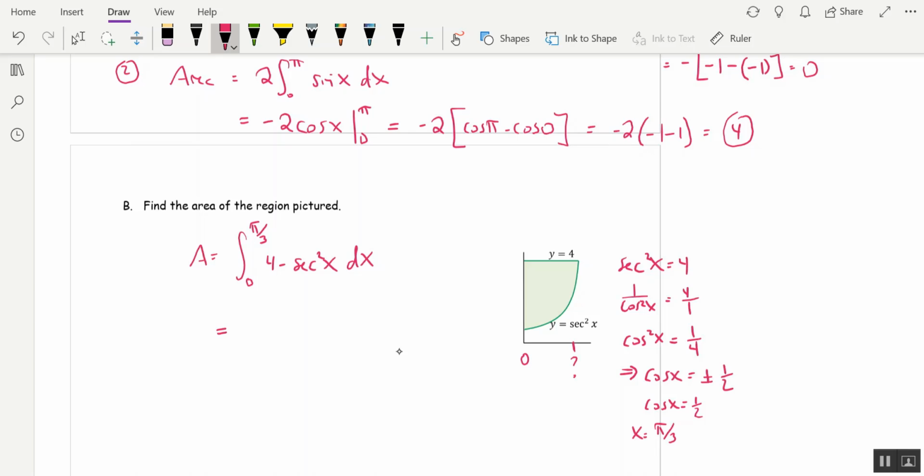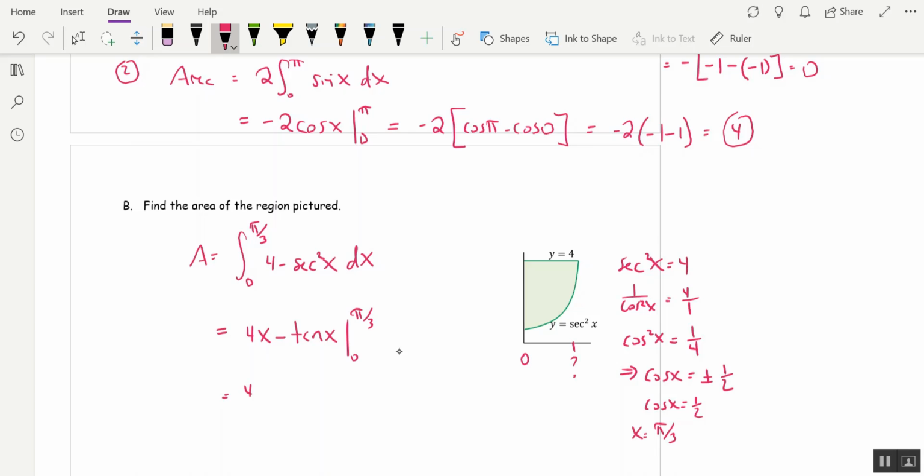So now we'll integrate. We're going to drop the integral sign. The integral of 4 is 4x. The integral of secant squared comes from the Bible, but you can just think, well, I know that the derivative of tangent is secant squared. So this is going to be tangent x, and then straight bar, 0, pi over 3.